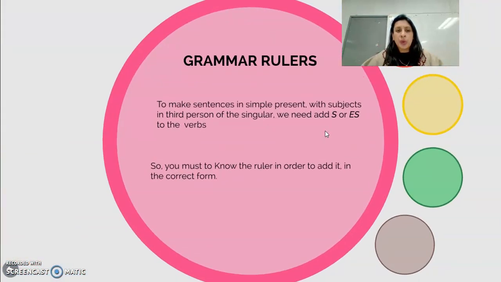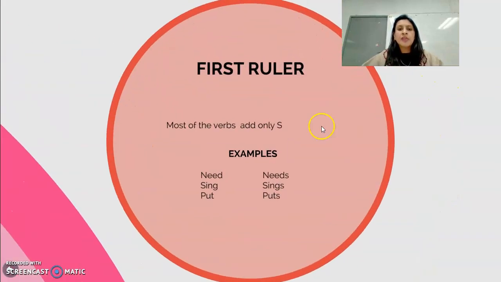We have grammar rules. To make sentences in the simple present with a subject in the third person singular, we need to add s or es to the verbs. So, you must know the rules in order to add it in the correct form. The first rule: most verbs add only s. For example, need, you add s, needs. Sing, you add s, sings. Put, you add s, puts. In an example: Rose needs some cookies.